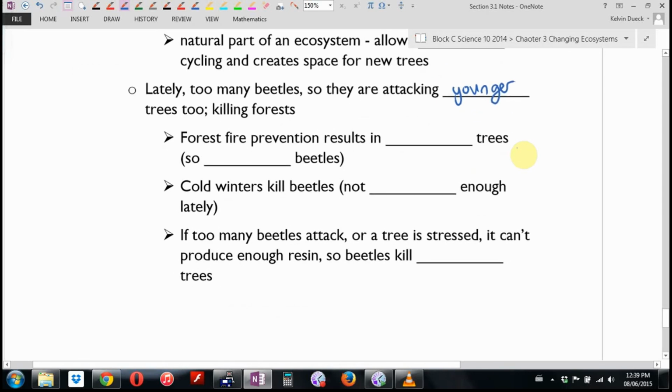And this was an inadvertent consequence, Courtney, of our putting out forest fires all the time. It was well-meaning because we thought we were preserving the forests. We thought we were. So forest fire prevention results in older trees. Now, older trees are the prey. The beetles are the predator. So if the prey goes up, what happens to the predator? Goes up or goes down? So, more beetles.